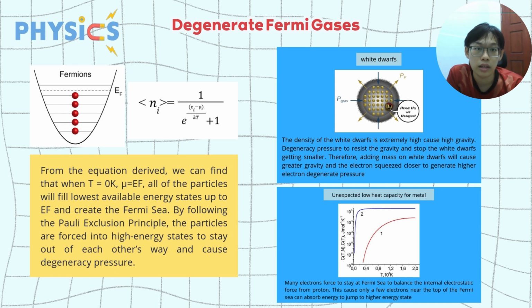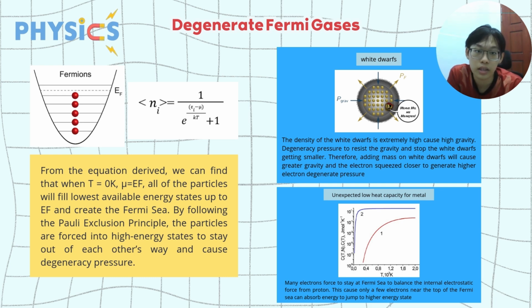But for the white dwarf, it will become smaller because the particles will be closer, so that it produces more degeneracy pressure to overcome the increase of the gravity by the increasing of the mass. Besides, for the unexpected low heat capacity for metal, it can be explained by the degenerate Fermi gas also.